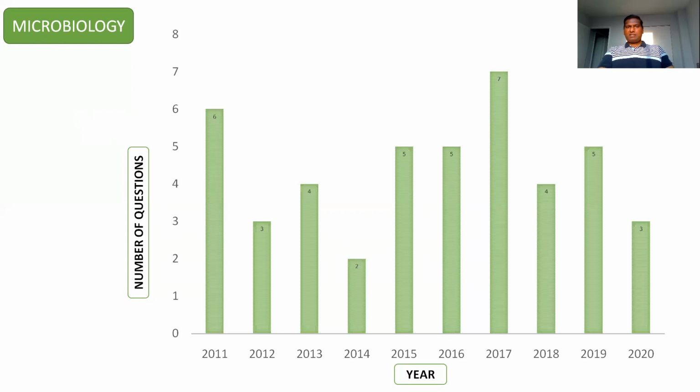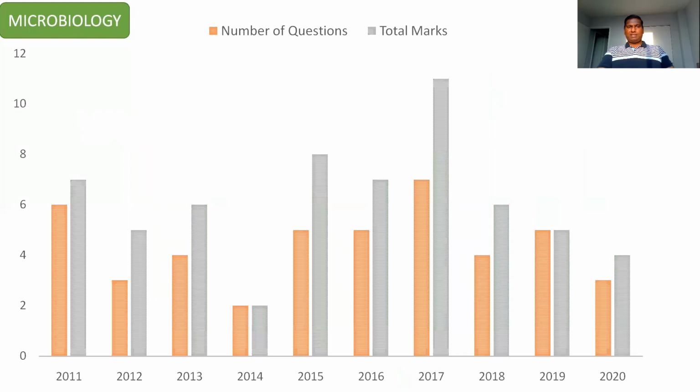Not just the number of questions allotted, even if you look at the marks allotted for each topic, for instance, let's take microbiology again. So you see this, there's no consistency. The purple one is the total marks allotted for microbiology over the years, starting from 2011 all the way to 2020. So you see the purple one, there's no consistency there. Even the marks allotted for each topic, there's no consistency.